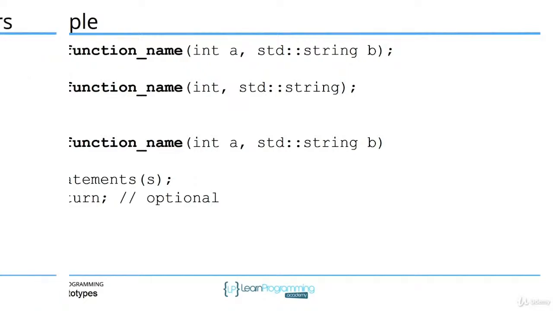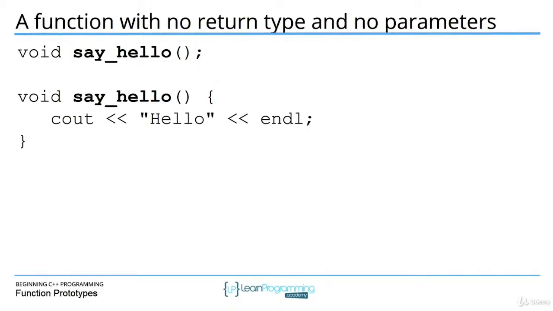The function prototype for the say hello function we saw in the previous video would look like this: void, say hello, and then the empty parentheses. Notice the semicolon at the end. That's very important. We're not specifying a body, only the prototype. If we try to call this function in any other manner, we'll get a compiler error.